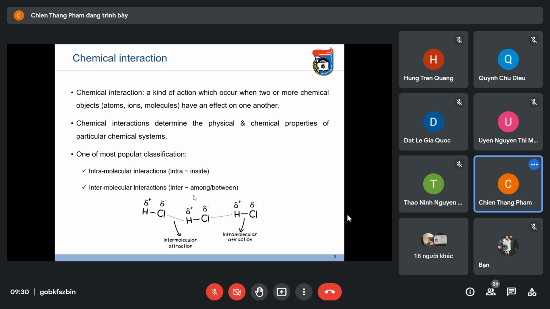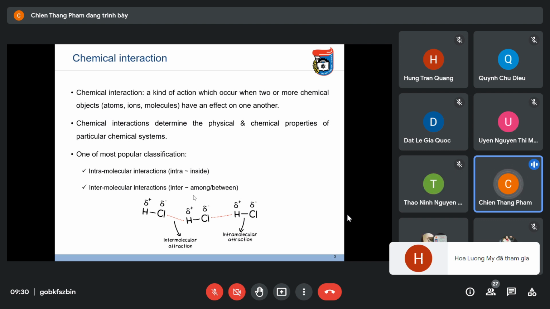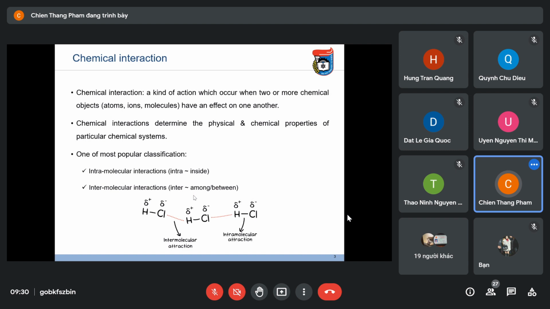You can see there are many kinds of classification. However, one of the most popular classifications of chemical interaction is intra- and intermolecular. What does intra and intermolecular mean? Intra means inside, so intramolecular means inside the molecules. Inter means among or between, so intermolecular is an interaction between different molecules.